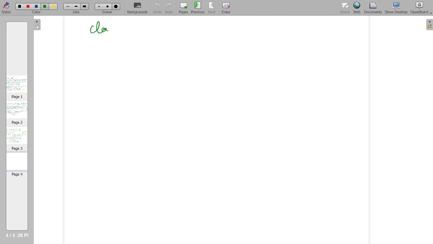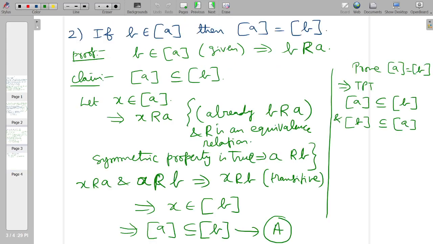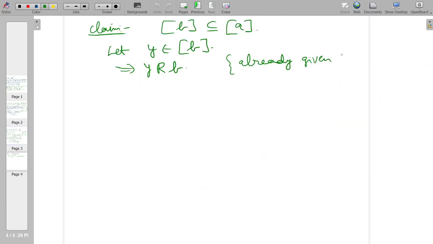What will be my second claim? The second claim would be equivalence class of B is contained in equivalence class of A. Now what I do is I take Y in equivalence class of B. So what is the meaning of this? Y is related to B. Already, what is given here? You have got B is in A, which means B is related to A.